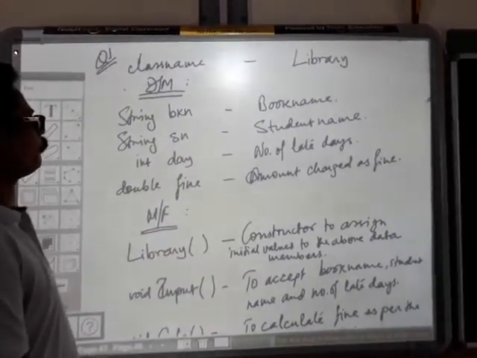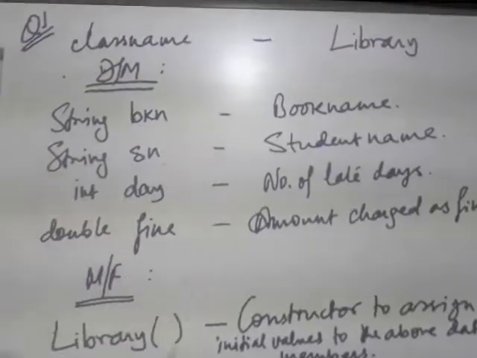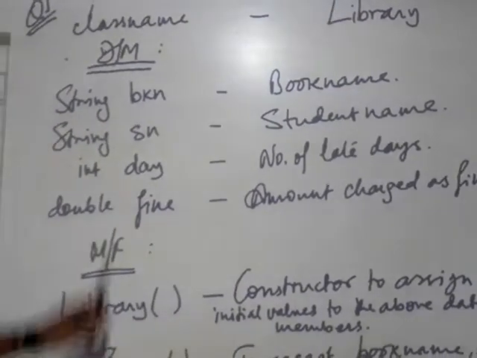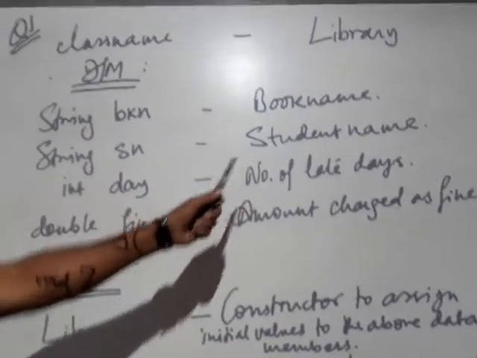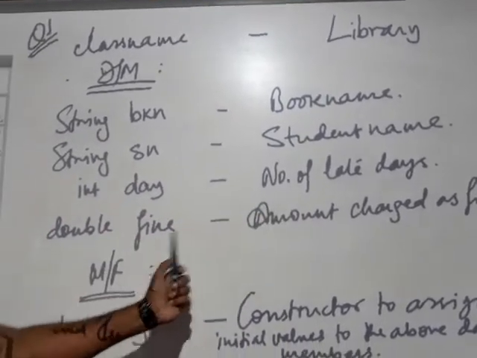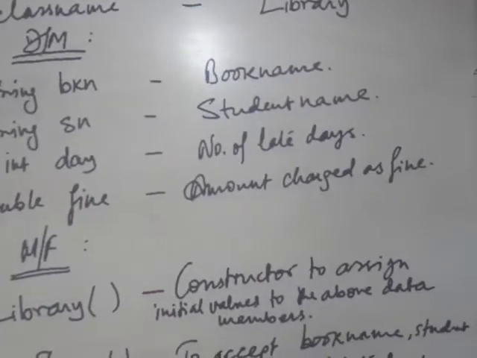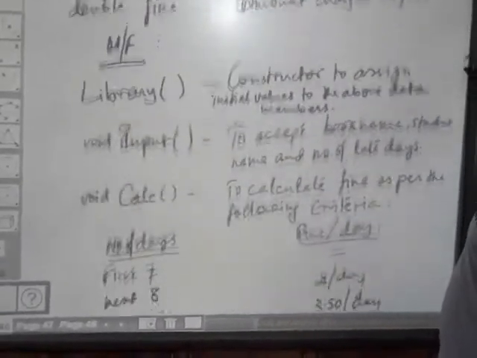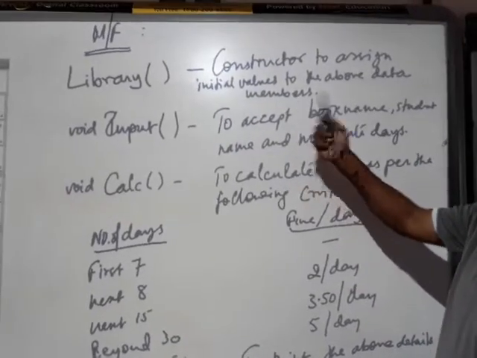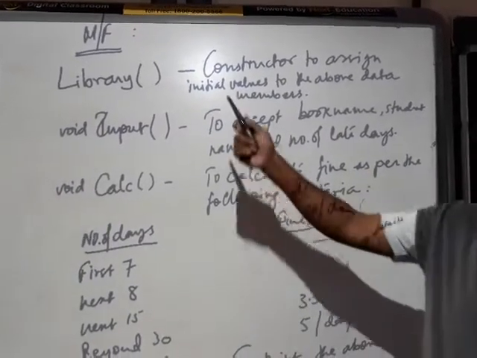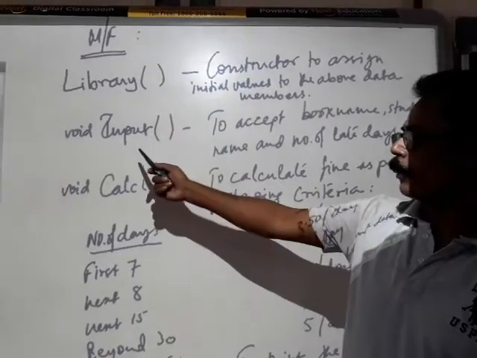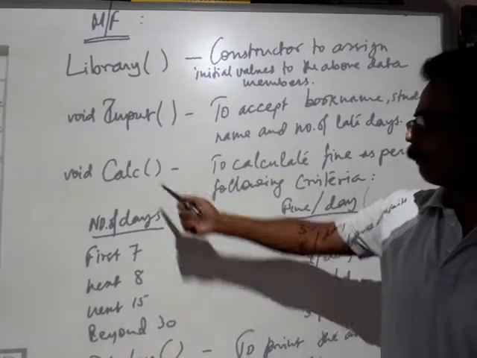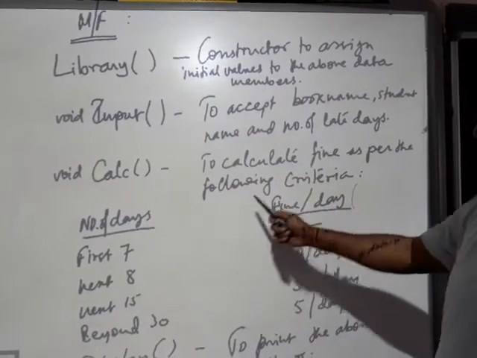The first one: the class name is Library, where we have all these data members. BKN is the book name, SN stands for student name, days is the number of late days, and fine is the amount charged as fine. Then we have the member functions. Library is a constructor to assign initial values to all the global data members that we have seen. Void input is to accept book name, student name and the number of late days.